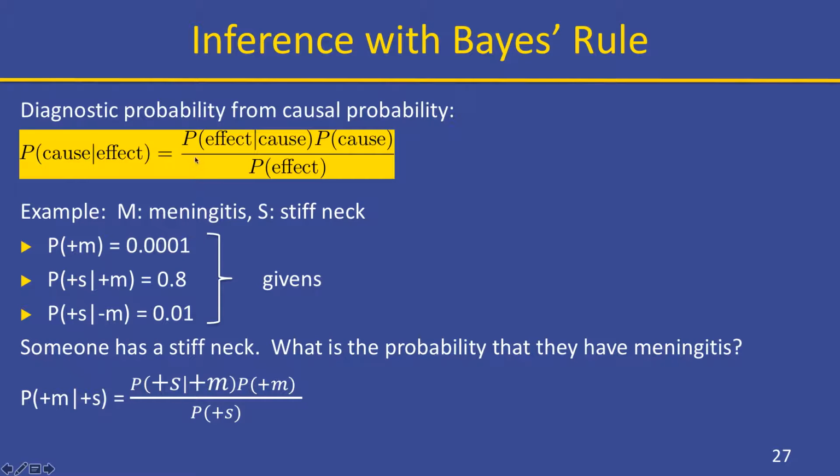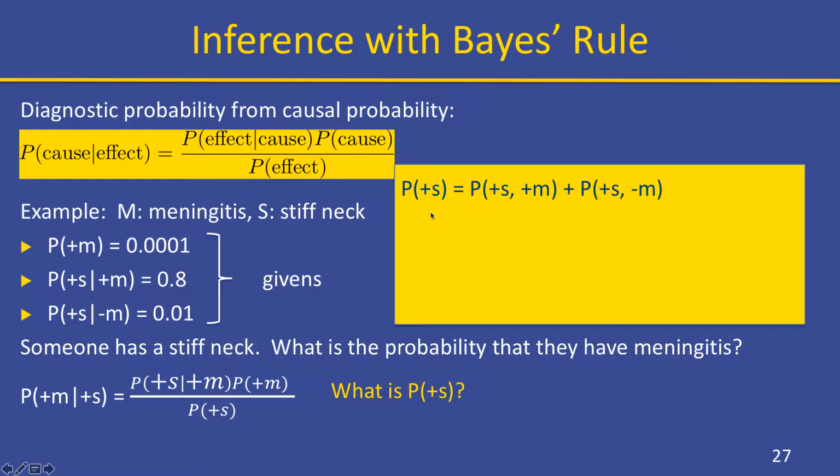So P of plus m given plus s is P of plus s given plus m times P of plus m divided by P of plus s. P of plus s given plus m is given to us here, it's 0.8. And P of plus m is also given to us, it's 0.0001. But what is P of plus s? So P of plus s is the marginal distribution of s.